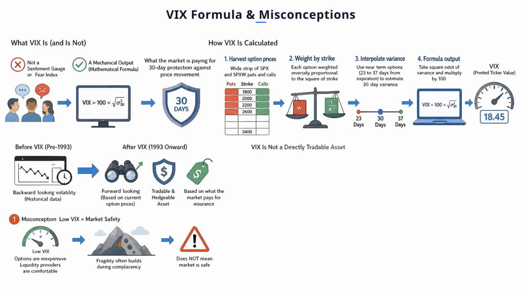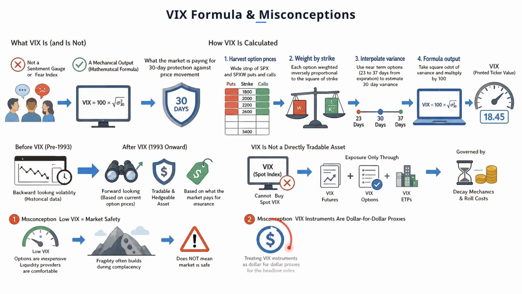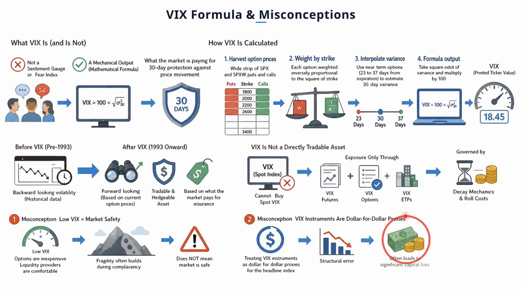Second, the VIX is not a directly tradable asset. One cannot buy the spot VIX. Exposure is only available through VIX futures, options, or ETPs, all of which are governed by distinct decay mechanics and roll costs. Treating these instruments as dollar-for-dollar proxies for the headline index is a structural error that often leads to significant capital loss even when a directional view on volatility is correct.